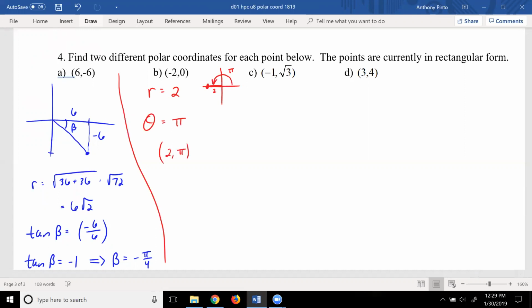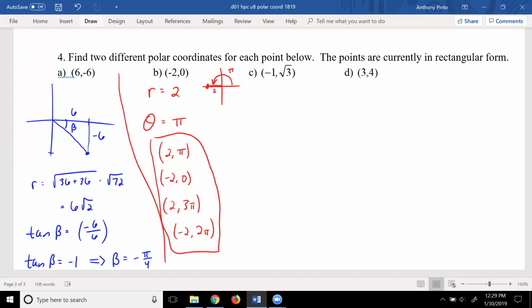2, comma, pi. We could say -2, comma, 0. We could say 2, comma, 3 pi. We could say -2, comma, 2 pi. So all of those are correct answers.